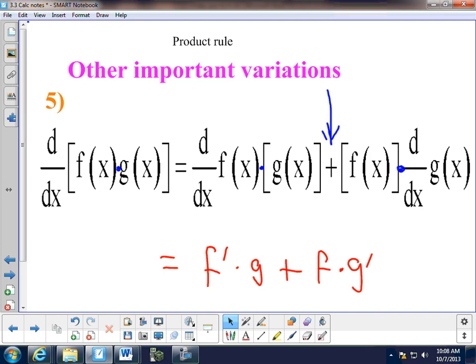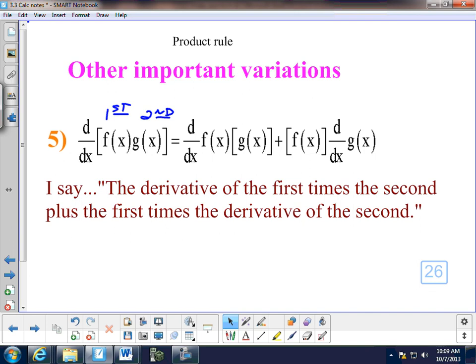Leibniz notation and also Newton notation, the two different kinds. Almost never do I write the first one. Almost always I'll write it in the second form. But here's how I say this: derivative of the first times the second plus the first times the derivative of the second.